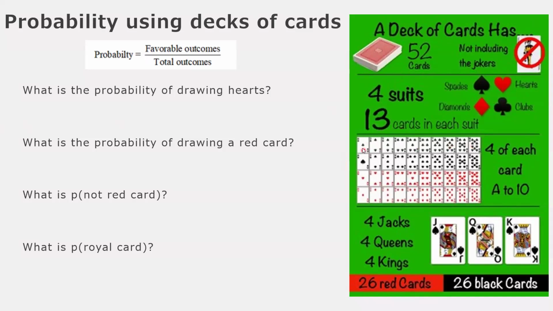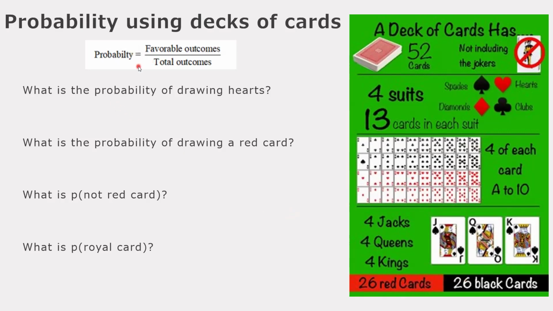We can see them listed here. There are 4 of each type, and it can go ace through 10. And then we have our face cards, jacks, queens, and kings. It's split, since we have 2 suits that are red, diamonds and hearts, 2 that are black, spades and clubs, 26 red cards, 26 black cards. So we can refer to all of that when we're answering these questions here.